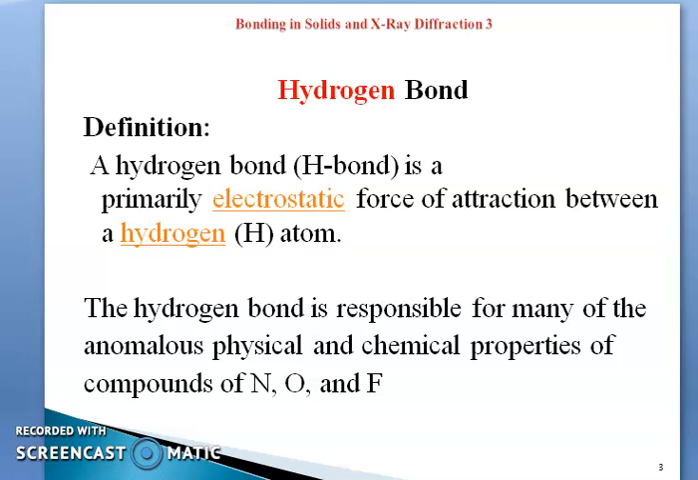Now let's turn to a secondary bond, that is hydrogen bond. A hydrogen bond is also known as H bond. Hydrogen bond is a primarily electrostatic force of attraction between hydrogen atoms. The hydrogen bond is responsible for many of the anomalous physical and chemical properties of compounds of nitrogen, oxygen and fluorine.